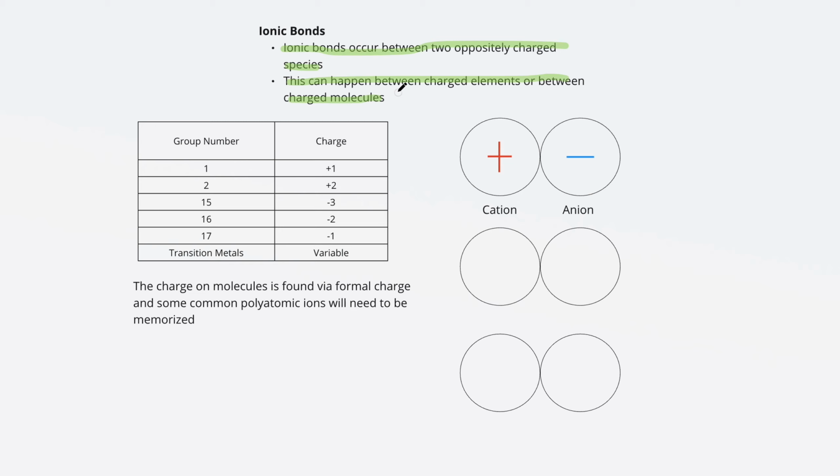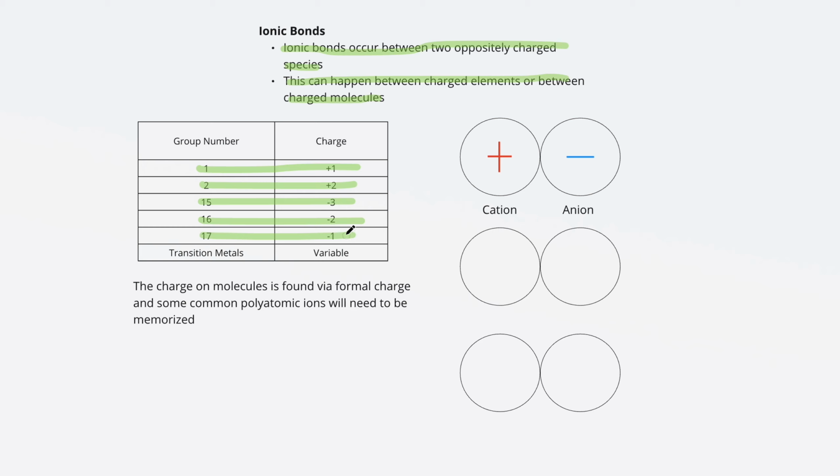So first let's look at when it forms between charged elements. Elements, when they have a charge, it's going to be based off of the group number. So here's a table on the left where we see that group 1 would have a positive 1, group 2 has a positive 2, and then we go all the way to the right on the periodic table to group 15, where that will have a negative 3, 16, negative 2, 17, negative 1. And the way that we assign these charges has to do with the octet, and that was covered in the previous video, so go watch that if that doesn't make sense.